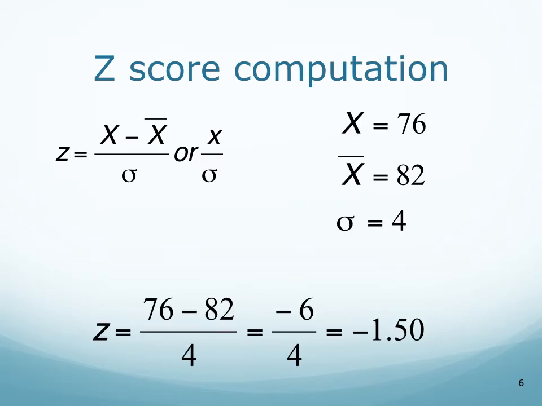We just plug and chug. 76, our raw score, minus the mean, 82, is -6, divided by the standard deviation 4, which gives us a z-score of -1.5. In other words, a score of 76 is 1.5 standard deviations below the mean.